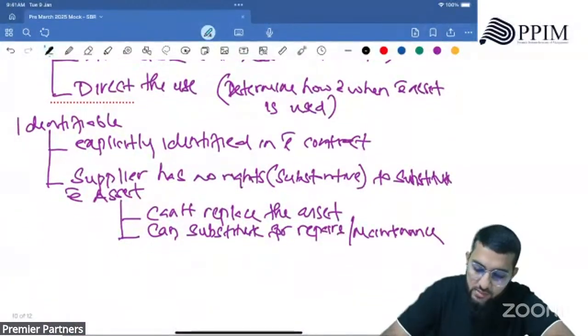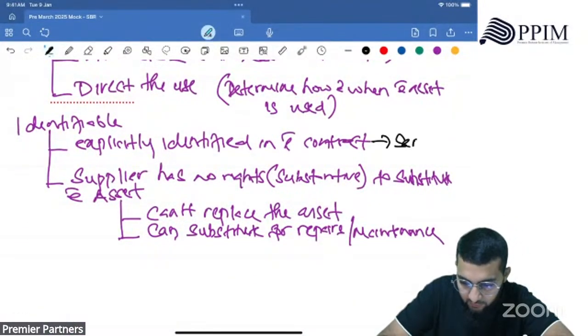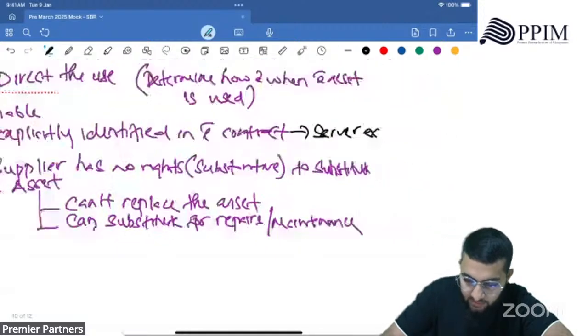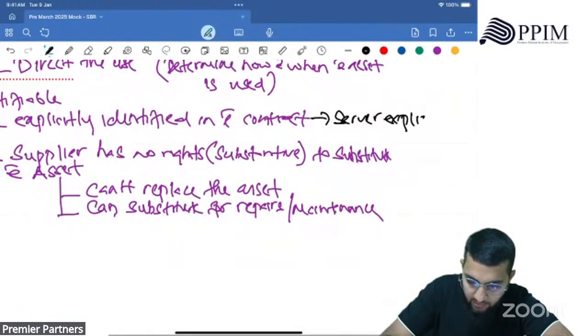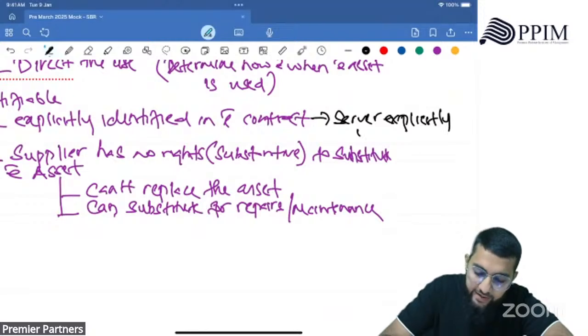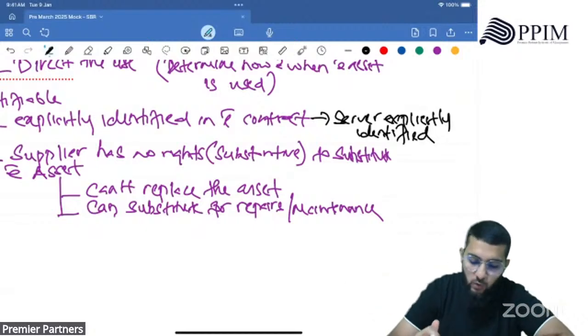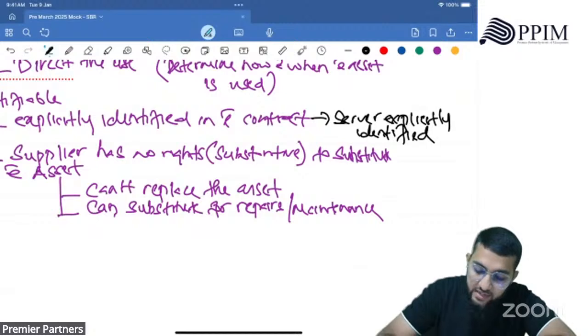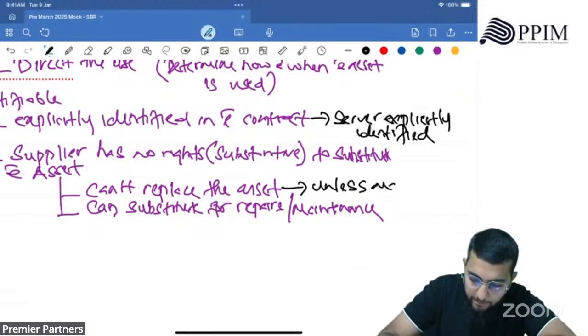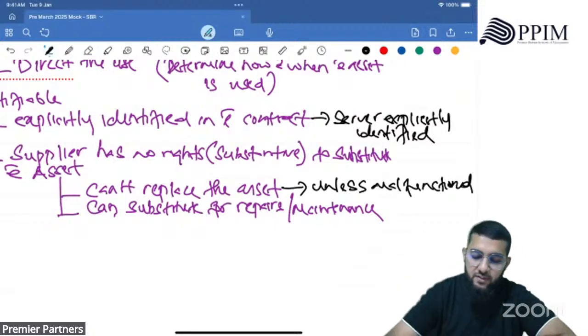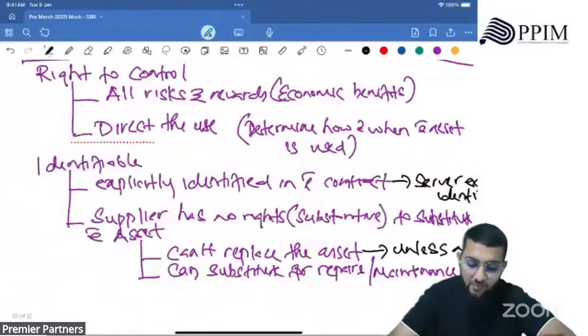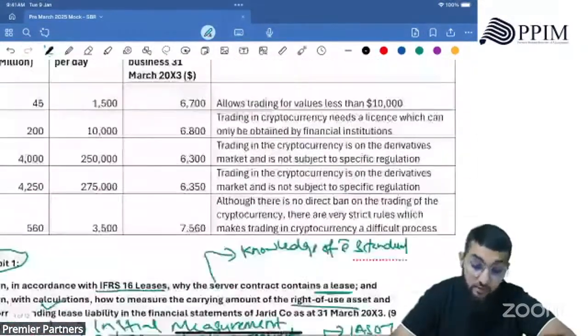So it shows the server is explicitly identified. I'm not going to draft the full answer. I've given you all the knowledge and you have the application supported below that. So I'm just identifying what is there, right? And it says it can't replace unless malfunctioned. No substantive rights. So it's clear that it's an identifiable asset, that we are clear about, right?